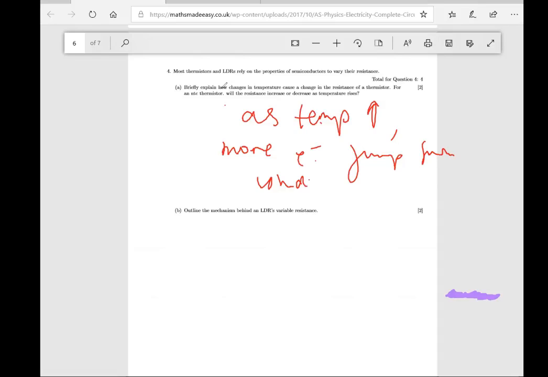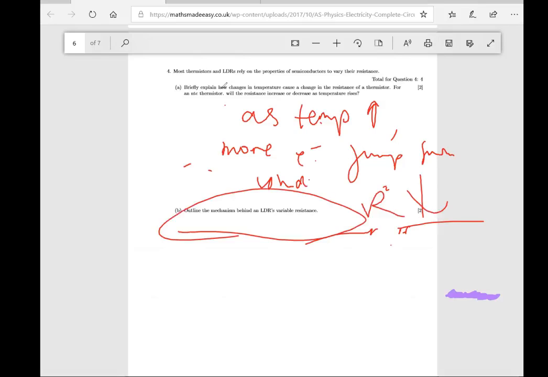Like in the open circuit. Yes, like in the open circuit. Good. So more electrons jump from the valence band to the conduction band, therefore current will increase because current depends on the number of electrons. More current will be generated because more electrons are present. And current and resistance have an inverse relation. Yes.